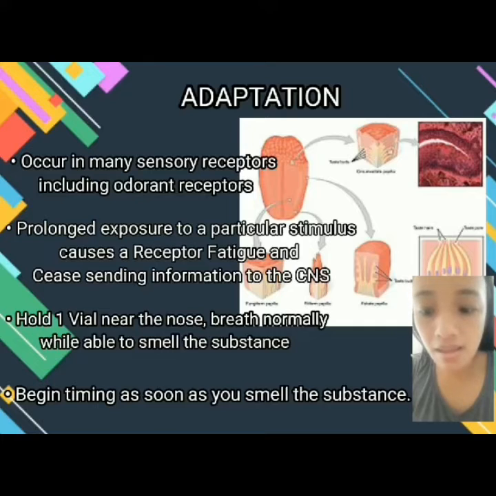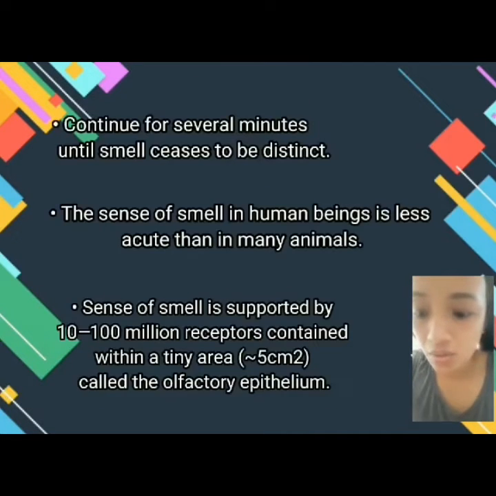Hold 1 vial near the nose, and breathe normally while able to smell the substance. Begin timing as soon as you smell the substance. Continue for several minutes until the smell ceases to be distinct.